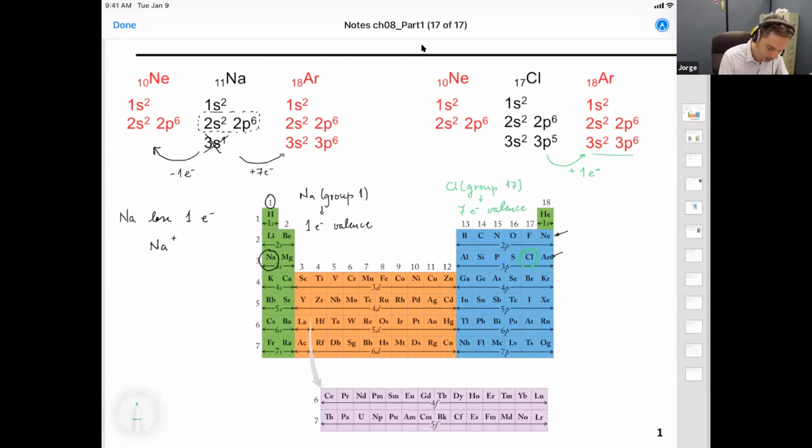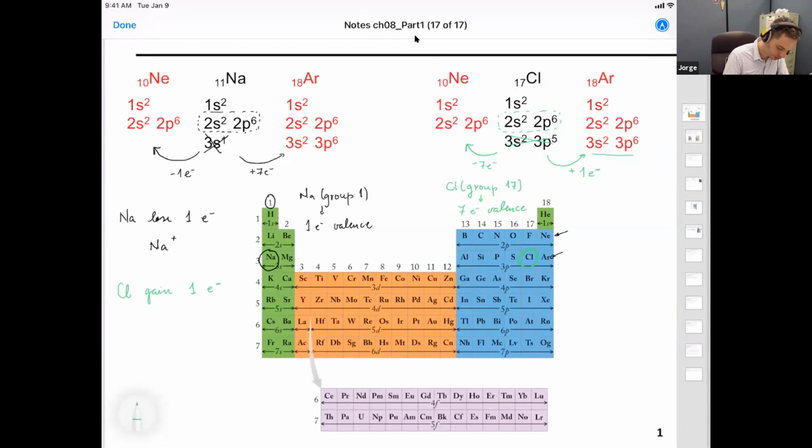Or there is another possibility. We can lose all 7 electrons in the valence shell, and then shell number 2 becomes the valence shell, because the third is excluded, and we achieve the configuration of neon, which is a noble gas and has 8 electrons in the valence shell as well. So now chlorine has to decide the easiest way to achieve 8 electrons. It's very unlikely to lose 7 electrons. It's much more likely to gain 1 electron, and that's what chlorine needs to do.